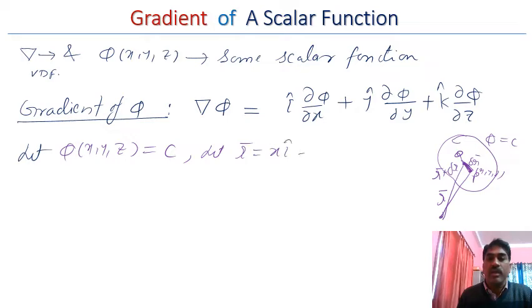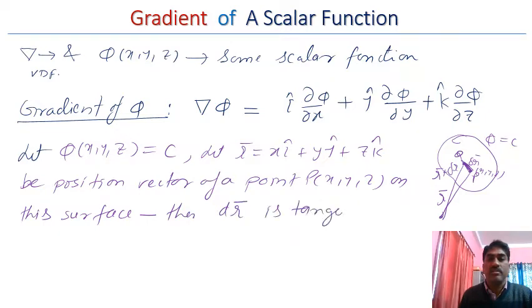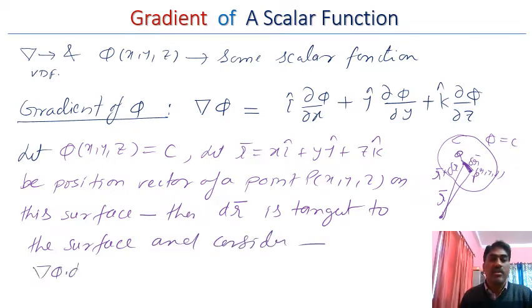So let r equal to xi plus yj plus zk be the position vector of a point (x, y, z) on this surface, then dr is tangent to this surface, and consider the dot product del phi dot dr.